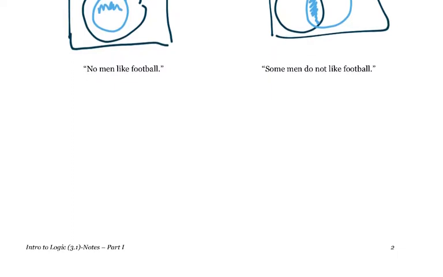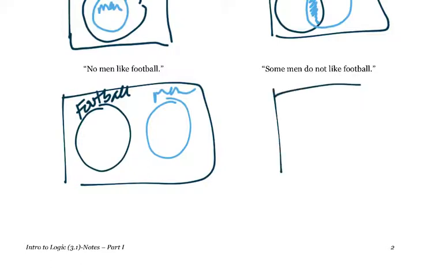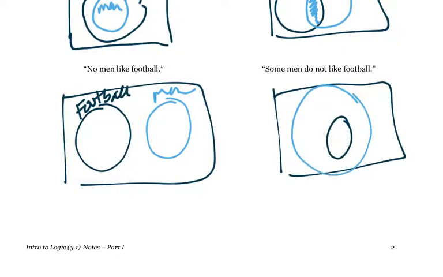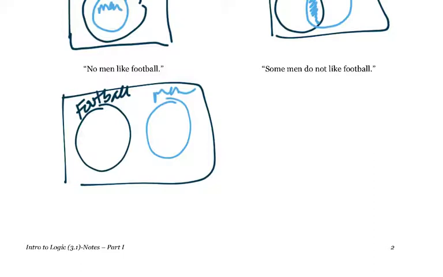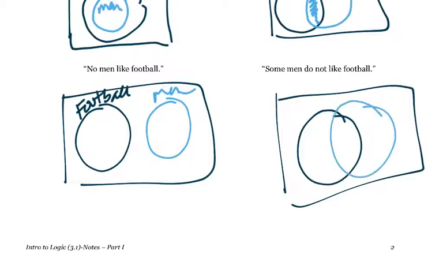If I were to say no men like football, those two circles would be disjoint. These are the people who like football, and these are our men, and there's no overlap. Okay? And then some men do not like football, and we can represent that two ways. We could represent it with football, and then the men. However, that might not be a good representation of this situation because you might have women who like football as well. So in this case, we'd probably want to draw it as some men like football and some men do not.